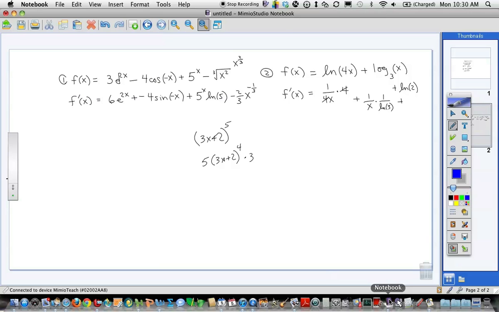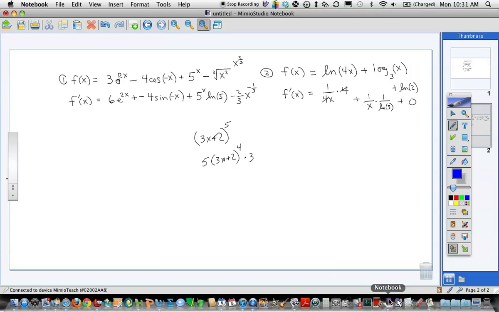Plus, what's the derivative of ln 2? This is the one I was trying to fool you with on Friday. It's 0. It is not 1/2. ln 2 is just a number, like 7 is a number. The derivative of 7 is 0. The derivative of ln 2 is 0. There's a big difference between ln 2 and ln x. ln x is a function, the derivative is 1 over x. ln 2 is a number, the derivative is 0.